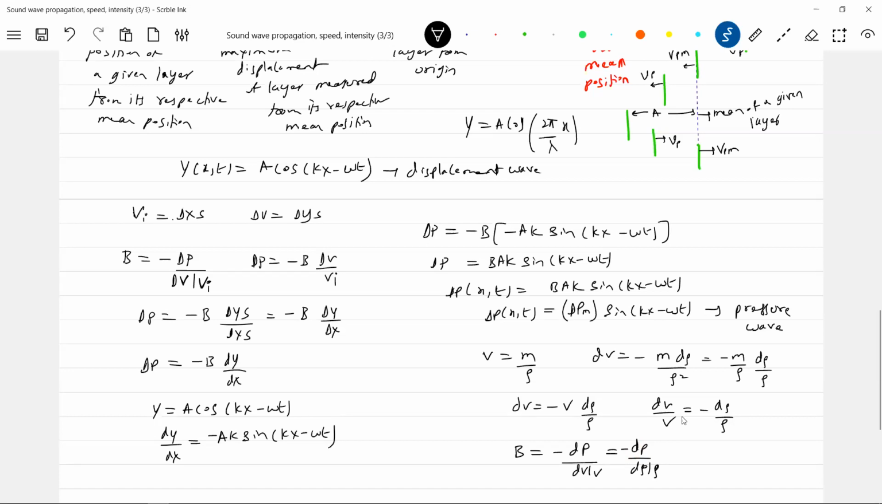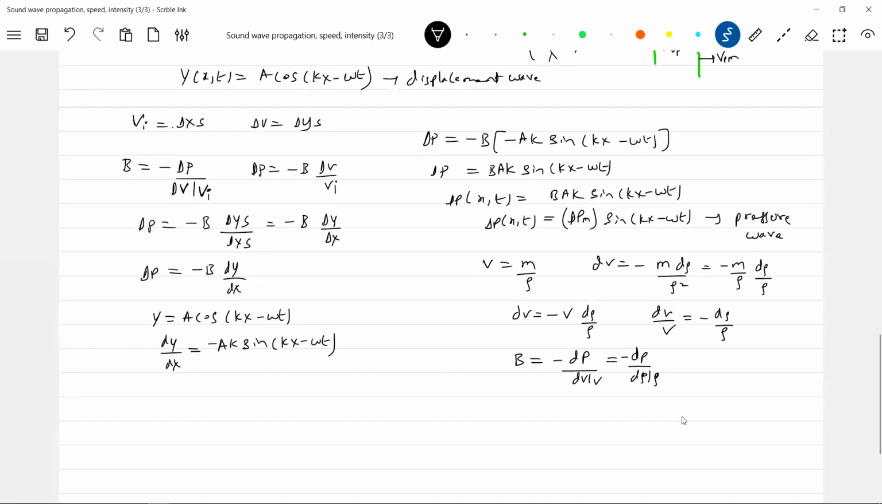So d rho by rho is equal to minus dP by B, and I'm interested in d rho. So d rho will be minus rho dP by B. Okay, it will be like this, no? So what is dP, or delta P? Delta P is what we have in the equation.